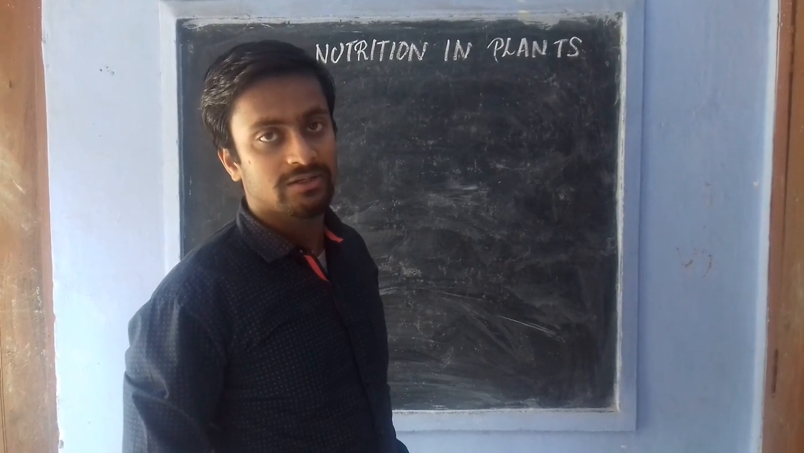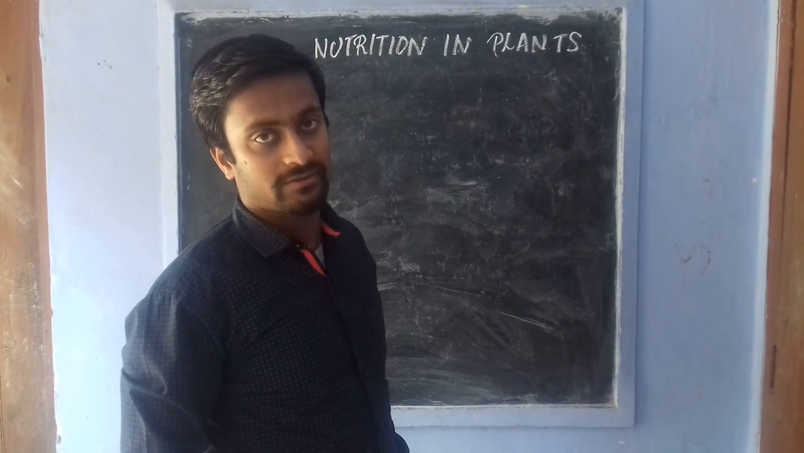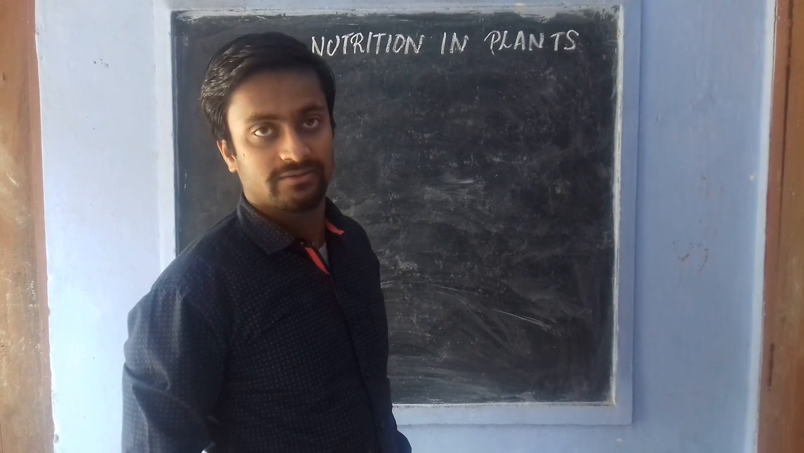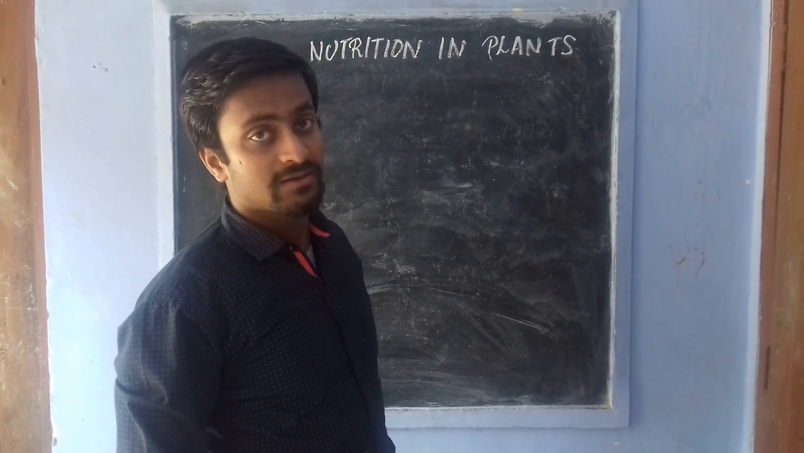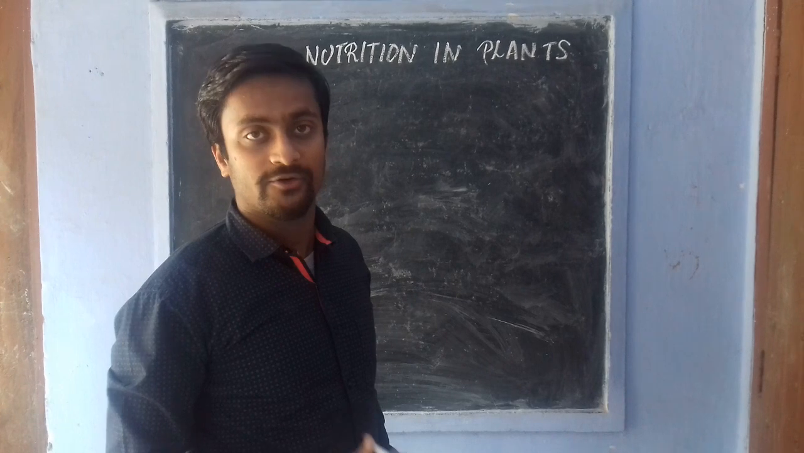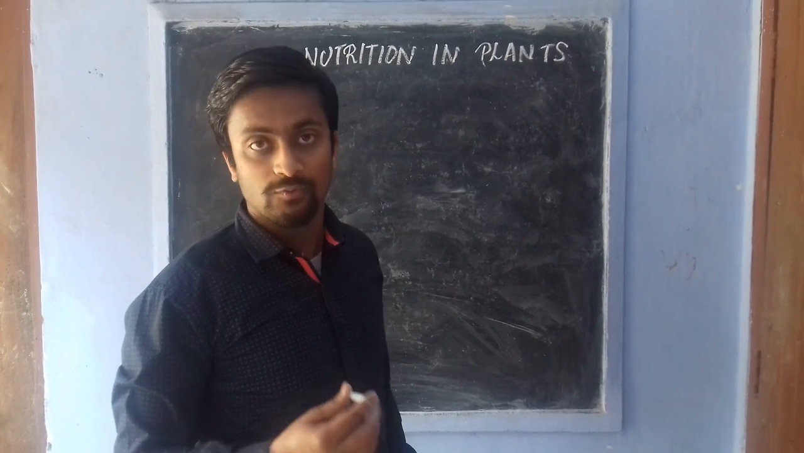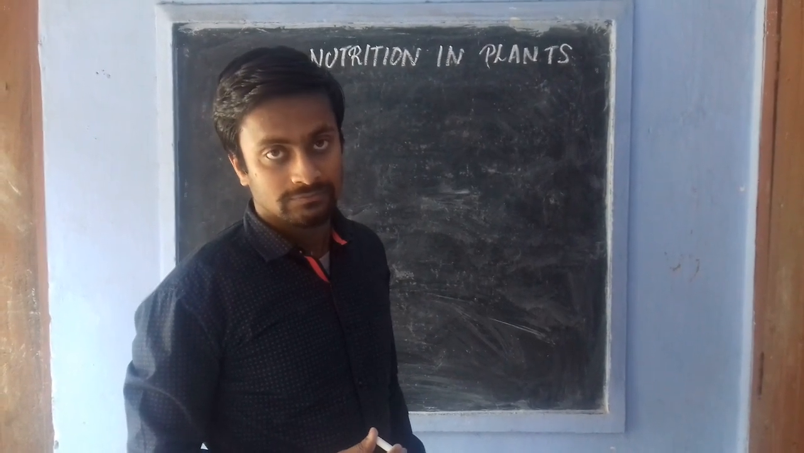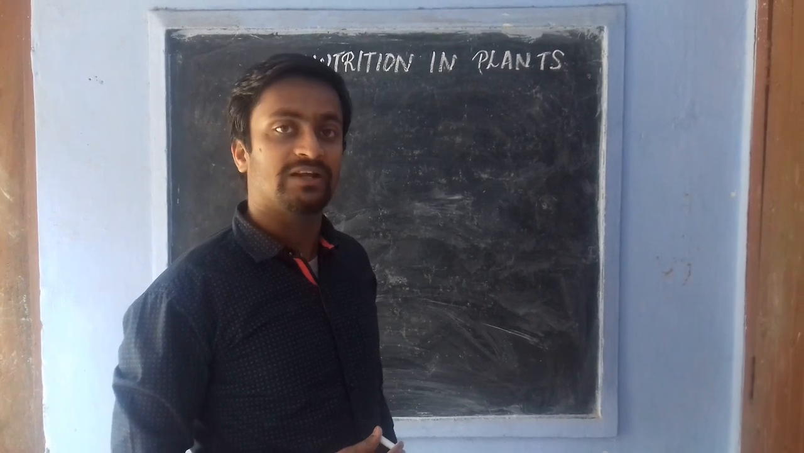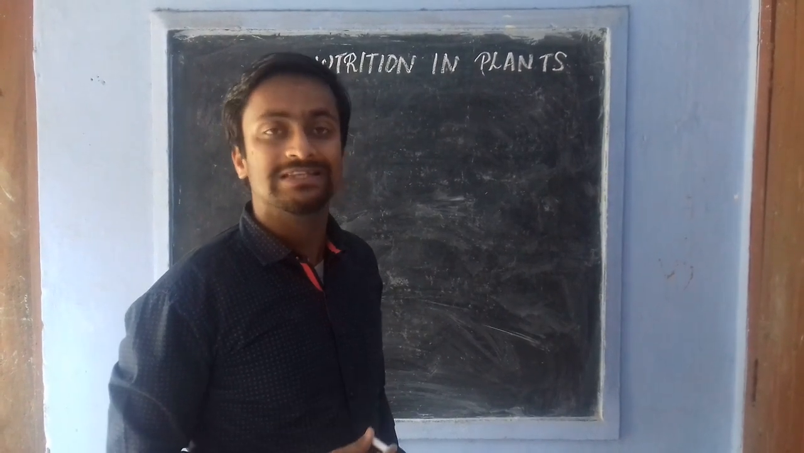And this energy is supplied by sunlight. So the plants prepare their own food and are autotrophs and follow the autotrophic mode of nutrition. And they prepare their own food by the process of photosynthesis.